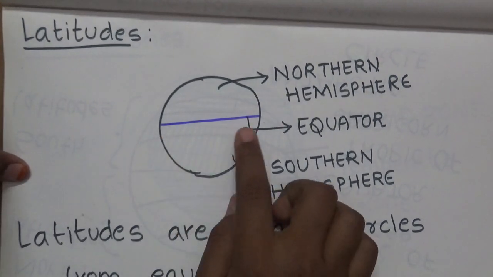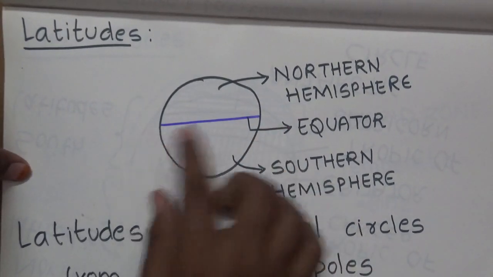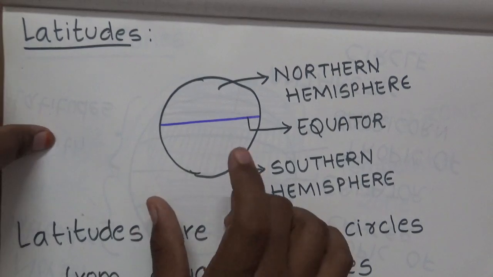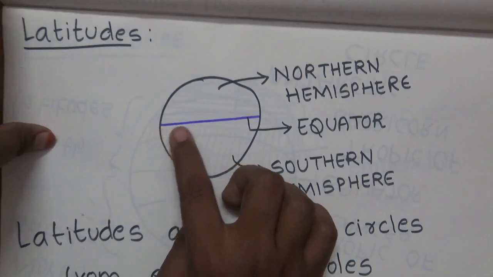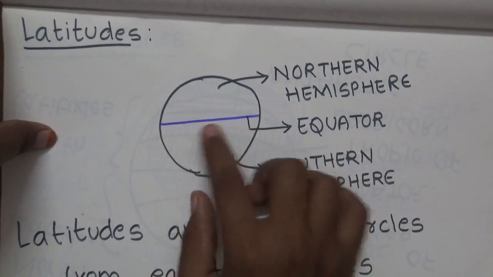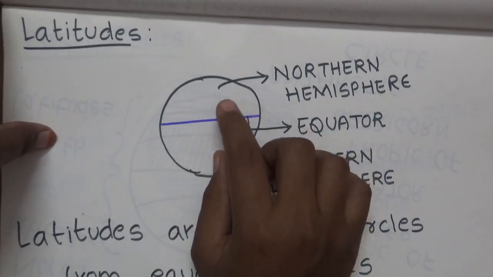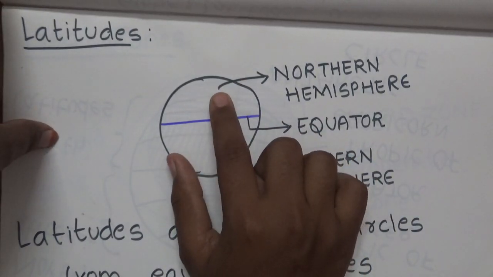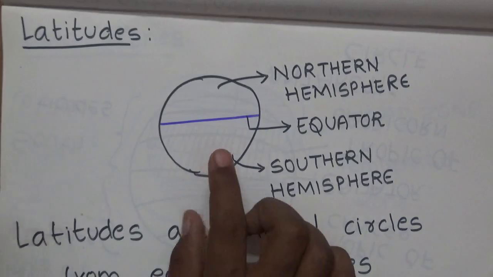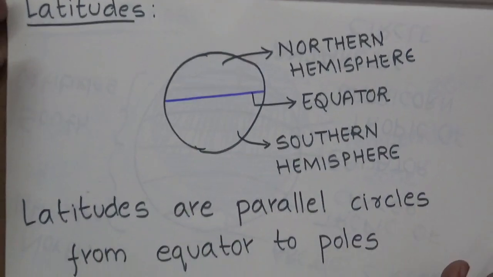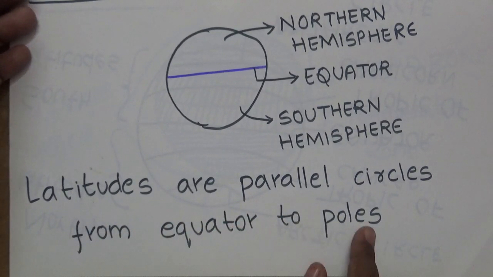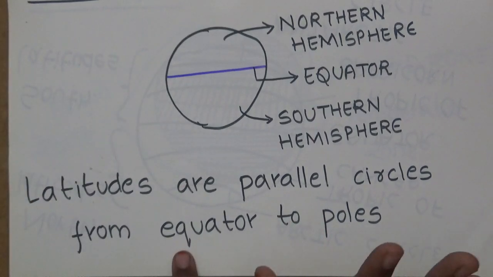Latitudes are horizontal lines, which are horizontal circles. These are imaginary circles drawn on the earth's surface. The latitude which divides the earth into two equal parts is called the equator. The part which is above the equator is called the northern hemisphere, and the part which is below the equator is called the southern hemisphere. Latitudes are parallel circles from the equator to the poles, and these are just imaginary lines.